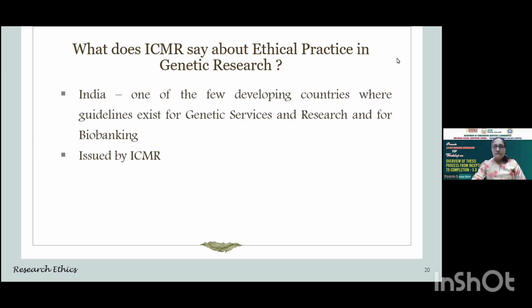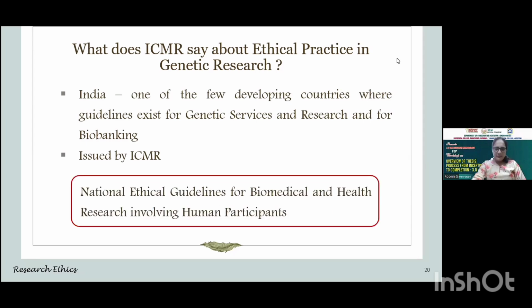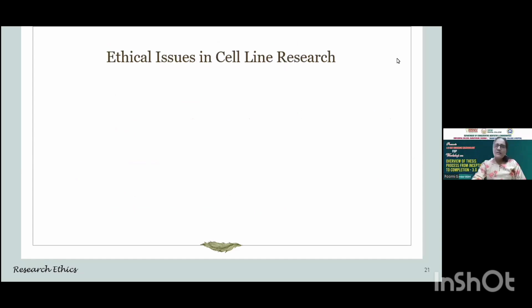India is one of the few developing countries which has guidelines existing for genetic services and research for biobanking, which is issued by the ICMR. It's called the National Ethical Guidelines for Biomedical Research and Health Research involving human participants. So in case anyone is doing genetic research, you need to follow these guidelines mandatorily to do any research. And coming to the ethical issues in cell line research.